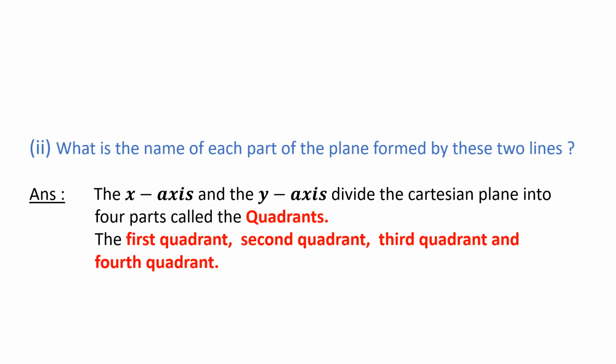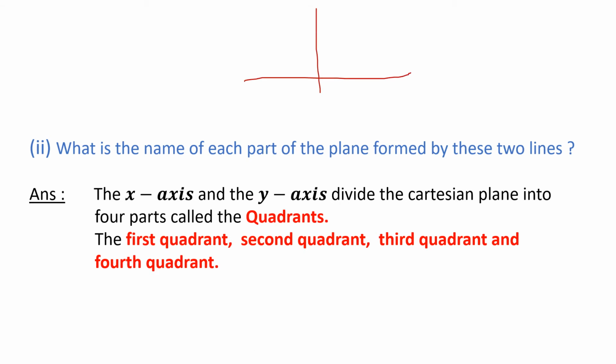So what is the name of each part of the plane formed by these two lines? The x-axis and the y-axis divide the Cartesian plane into 4 quadrants. So the name of each part is what?